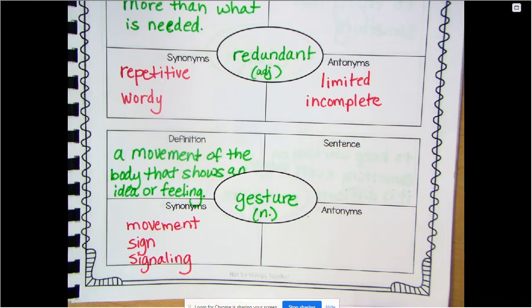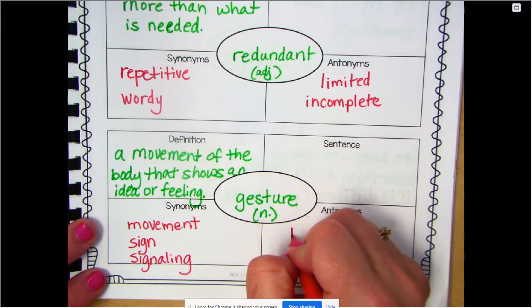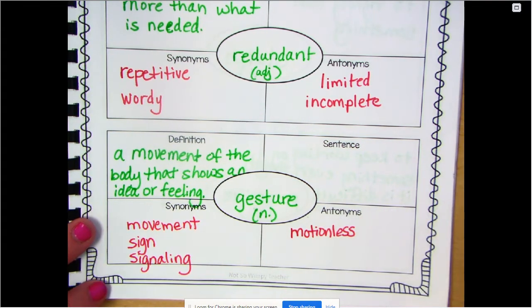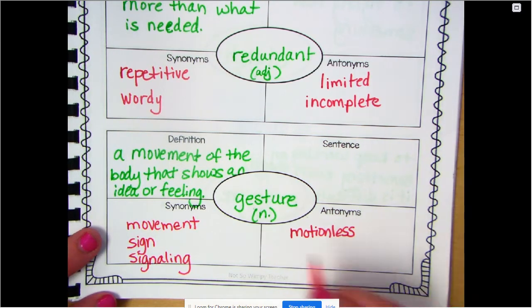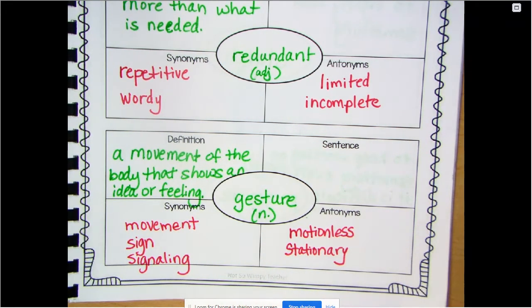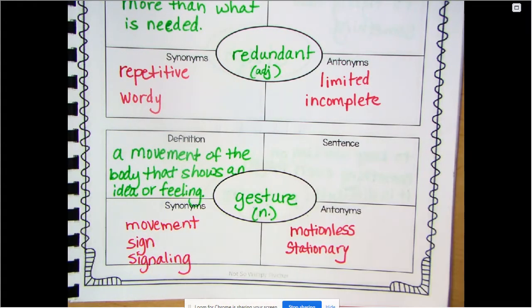We're going to go over to the antonyms now. What is the opposite of gesture? Movement, sign, signaling. Motionless would be an opposite because you're not even doing any movement whatsoever. Motionless, without motion. Another word is stationary. Now, there's 2 ways of talking about the word stationary. One is a piece of paper that you can write a letter on, and another means it doesn't move. It just stays in one spot. So most likely your television in your home is stationary. It will not move. It will stay in one spot.